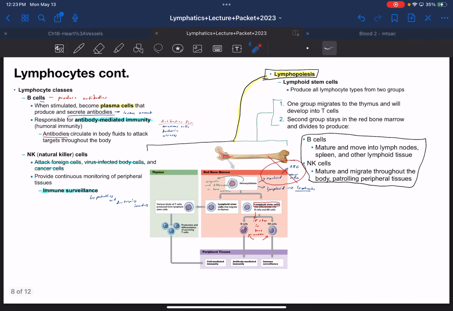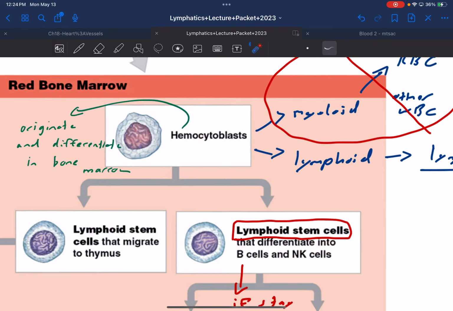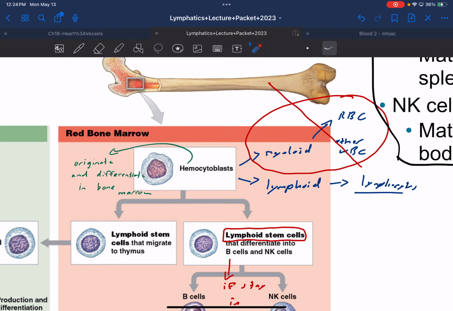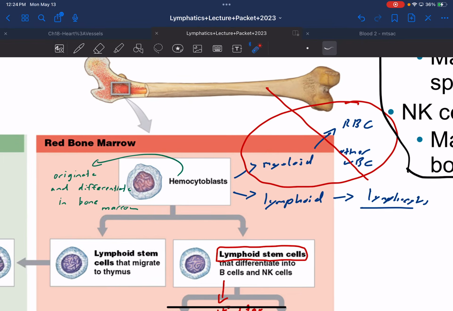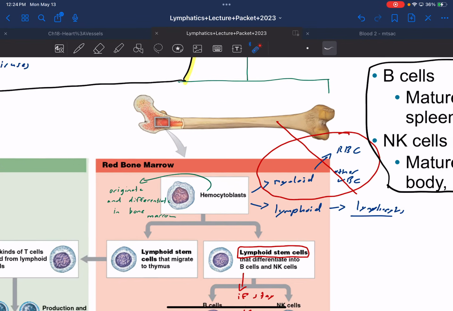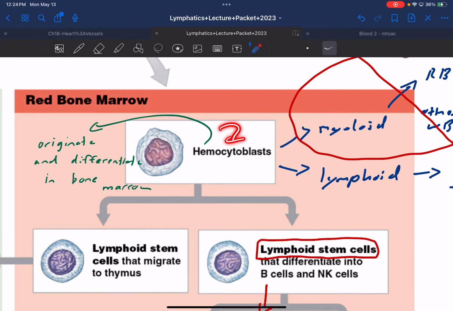And so with that, we move to a little bit of where their development occurs, and that leads into organs. Now, it is my hope that you've seen the chapter or answered the study guide question on myeloid and lymphoid stem cells. And so remember that in red bone marrow, you will have cells called hemocytoblasts. And hemocytoblasts originate and differentiate in bone marrow.